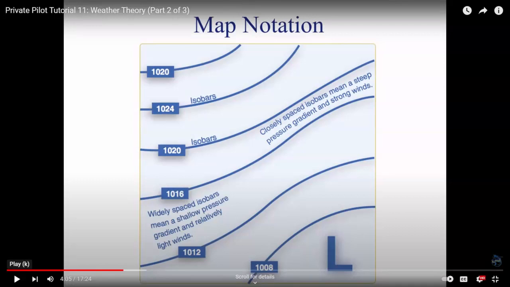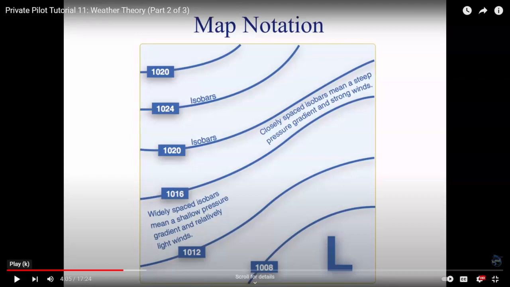Take note, what's the difference in the pressure between lines? Take a look up there. Can you see it? 4 millibars. And it's always in millibars. Now, standard pressure is 14.7 pounds per square inch, right?